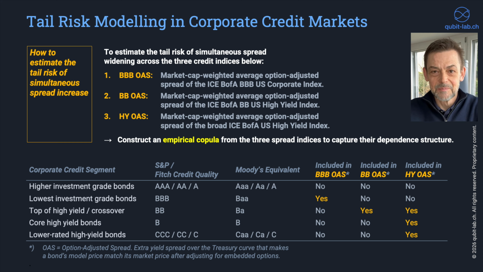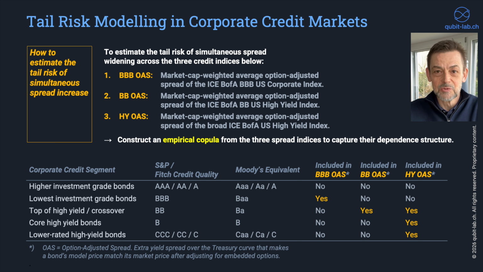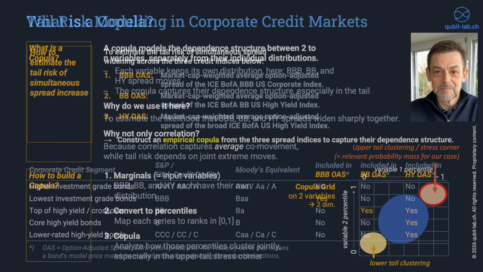In this example, we use 3 spread indices: BBB OAS, BB OAS, and broad high yield OAS. The goal is not just to model each marginal separately, but to capture how these 3 move together, especially in stressed conditions. That is why we construct an empirical copula from the 3 spread series. The copula gives us a dependence model for simultaneous spread widening, which is exactly the object we need for joint tail risk analysis. So what exactly is a copula in this context?